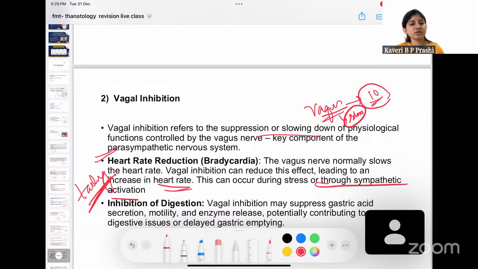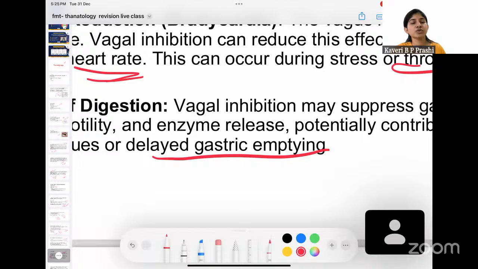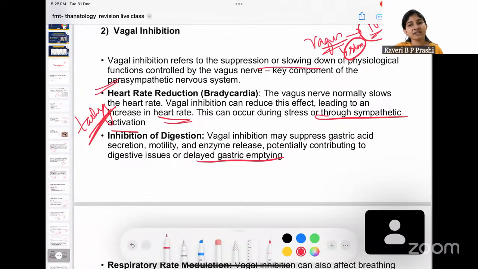Normally, the vagus nerve promotes digestion, and because the vagus is inhibited, it suppresses gastric acid secretion, motility and enzyme release, potentially contributing to digestive issues and delayed gastric emptying. So the normal function of the vagus is to speed up the process of digestion, but if the vagus is inhibited, it is going to inhibit the release of gastric acid. The motility of the stomach is also decreased, and enzyme release is also hampered, therefore delaying gastric emptying.